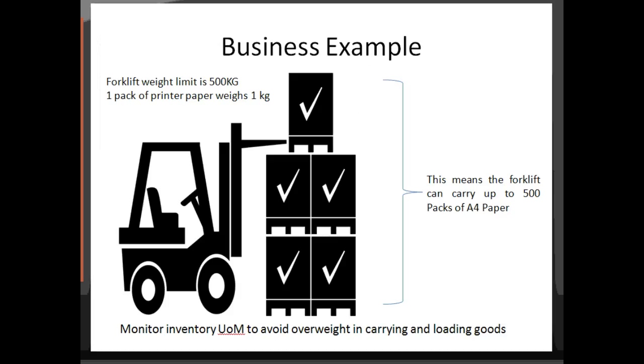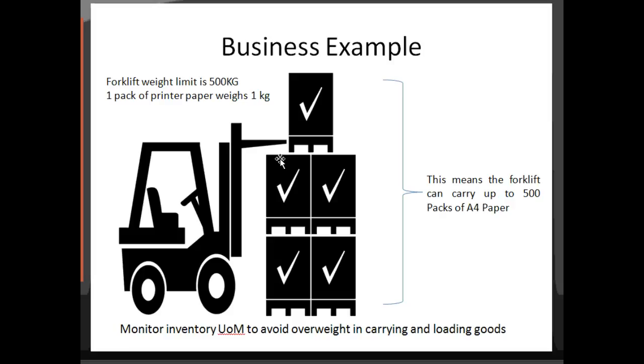Let us understand by a business example here. Setting the weight for inventory of an item allows us to monitor and track item weight in the warehouse. It can also be used to limit the weight lifted and carried by warehouse employees or warehouse machinery. In the example shown, we can see that the forklift has a weight limitation of 500 kg. Since we manage the weight for inventory of the item, we can easily calculate how many items we can load on this forklift without weighing the items each time.